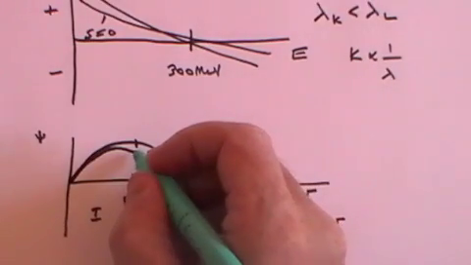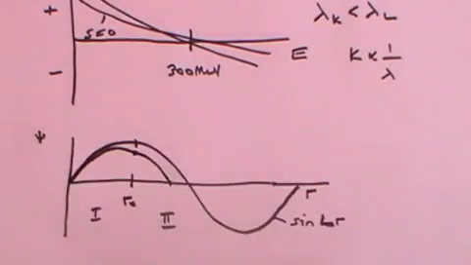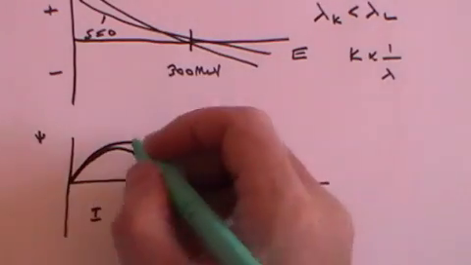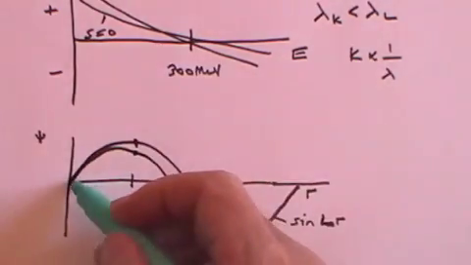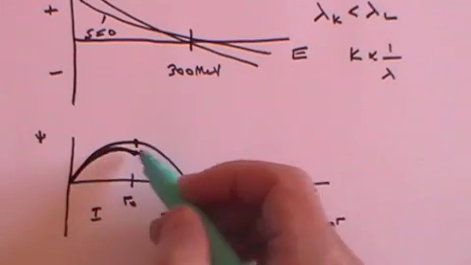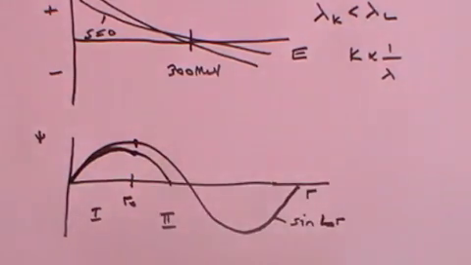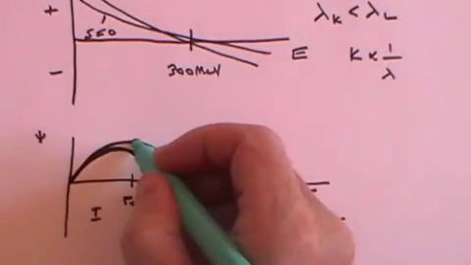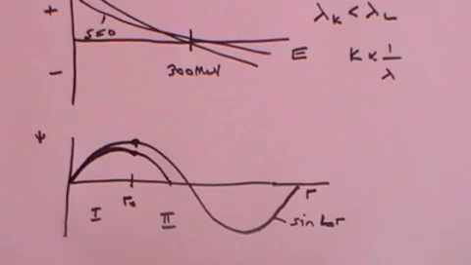Now the important thing to notice is that at the boundary, at R0, the K wave stops here and the L wave starts here. And that's a discontinuity. And you're not allowed a discontinuity. Remember the rule, the wave function must be continuous. So how can you make that wave function continuous?